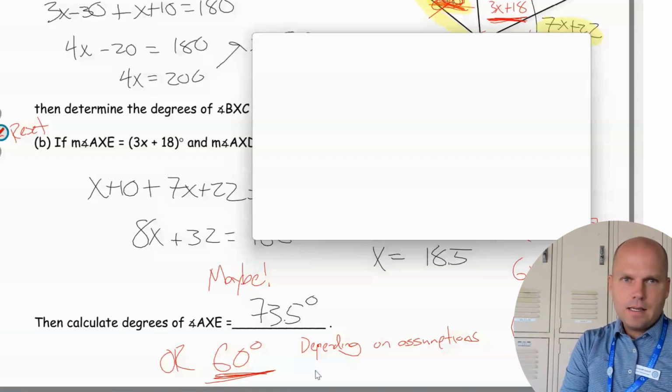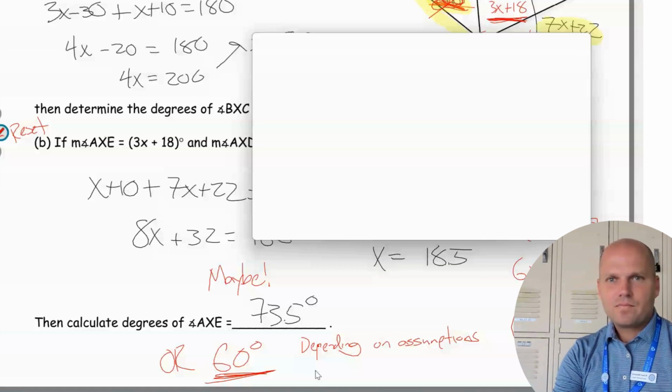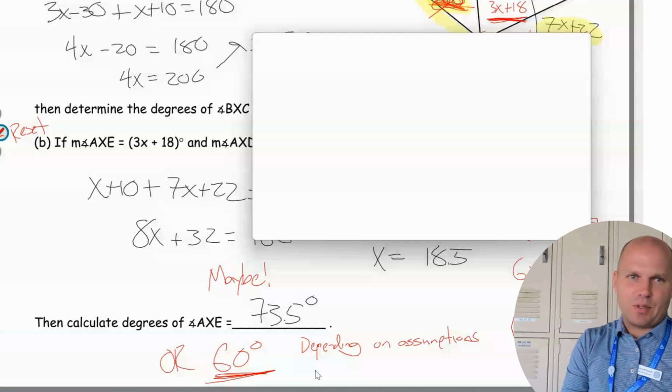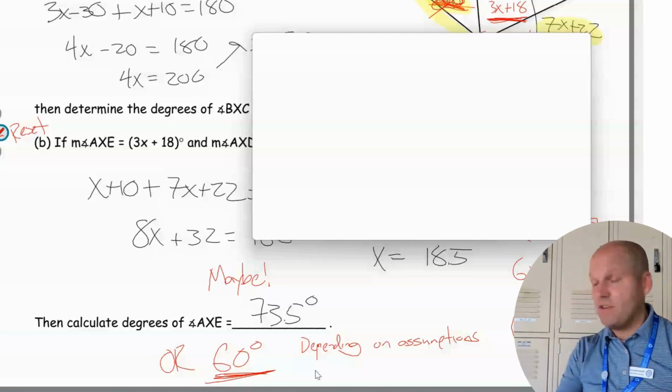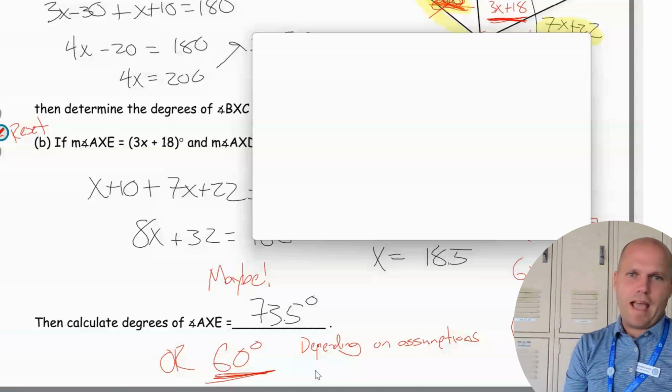AXE is 3x plus 18. AXD is 7x plus 22. Well, we're going to have to use the fact that AXB is x plus 10 to start with. This is a good one. We're going to have to use a previous question to help us because we can't assume AXD.